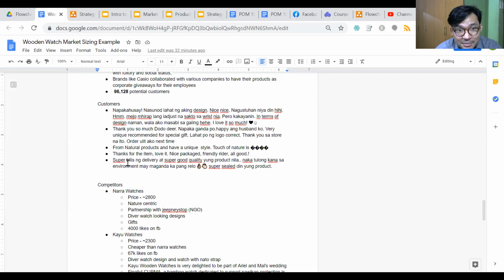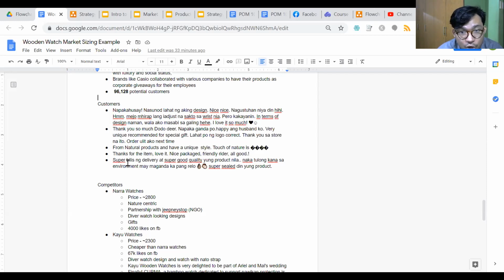Okay, next is thank you so much. Napakaganda po. Happy ang husband ko. Very unique. Recommended for special gift. Lahat po ng logo correct. Thank you sa store na ito. Order ulit ako next time. So also same product, laser engraved wooden watch. What you can take note from here is that a lot of people are buying it as gifts.